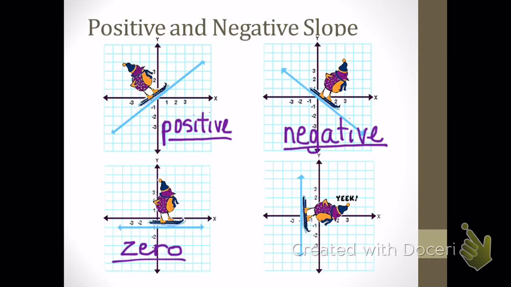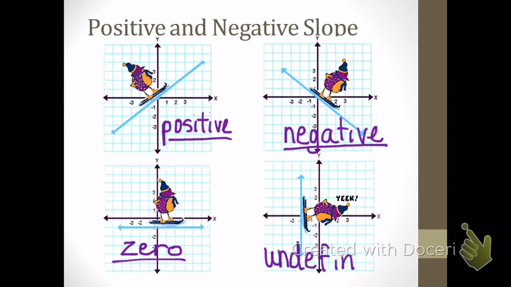But those will be a 0 slope. This fourth one is the one that we need to talk about. This is a vertical line. And if you look at it, it's really, really steep, to where this penguin is just going to be on the ground. But this slope is going to end up being undefined.